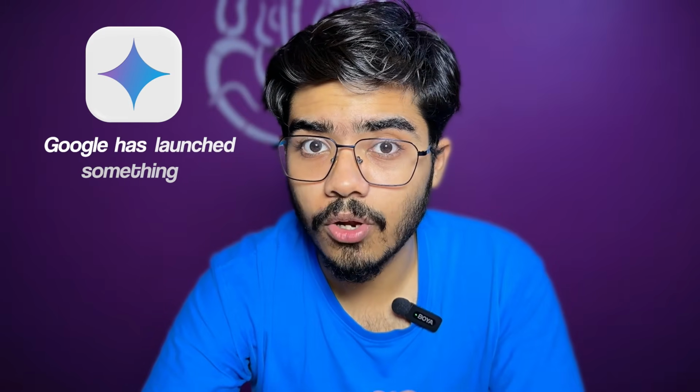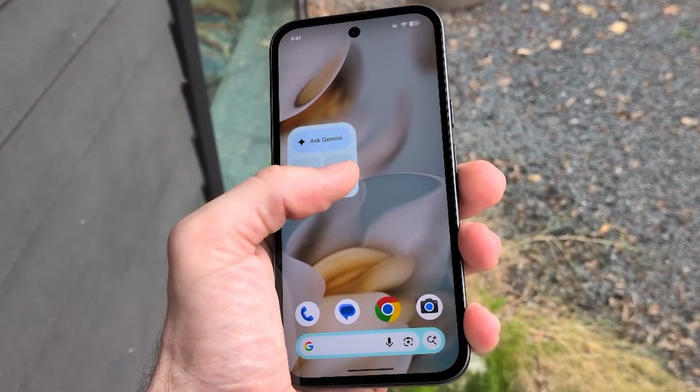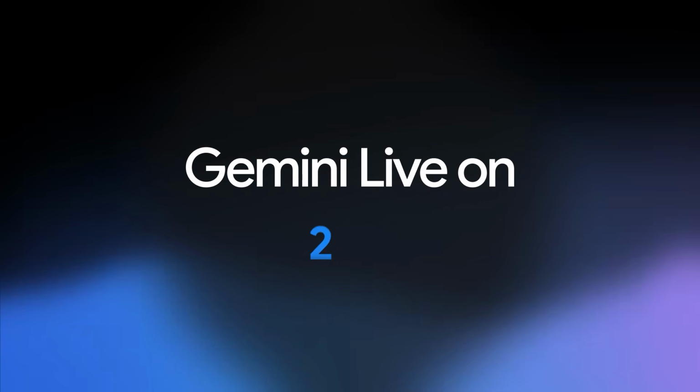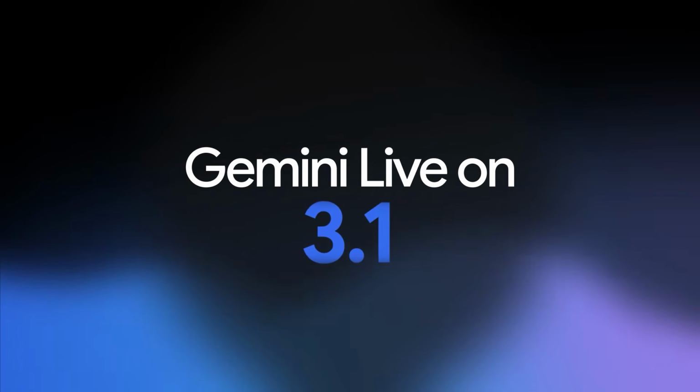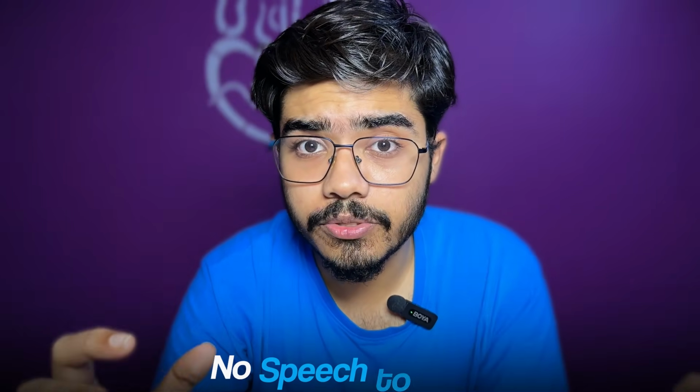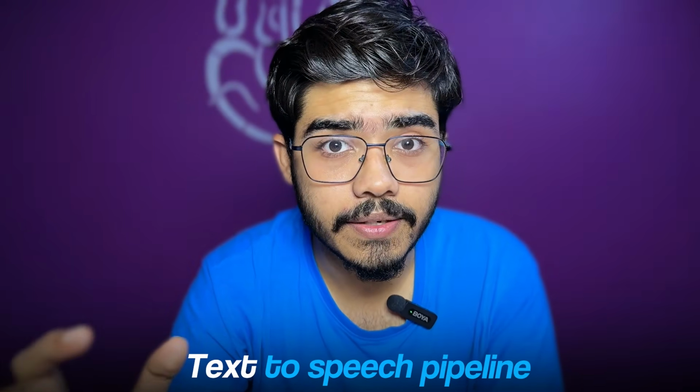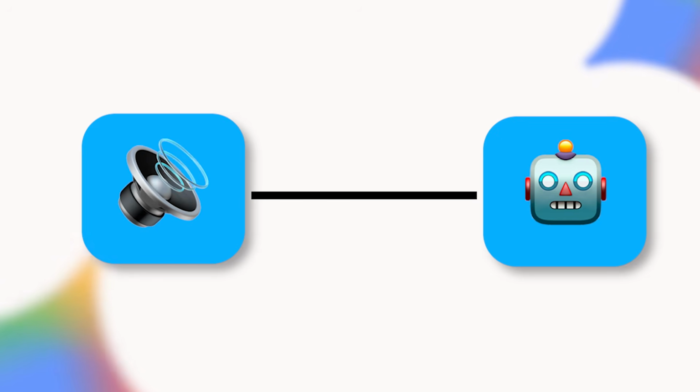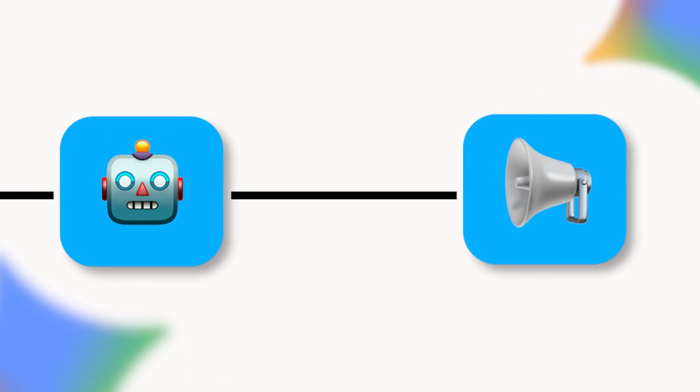And now Google has launched something new, the Gemini Realtime model. Specifically the Gemini 3.1 Flash, which processes audio natively. And that means no speech to text and text to speech pipeline. You send in an audio and the model responds back with an audio, which makes it suitable for building low latency voice agents.